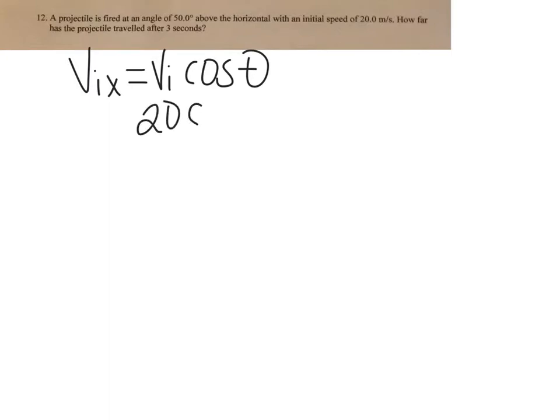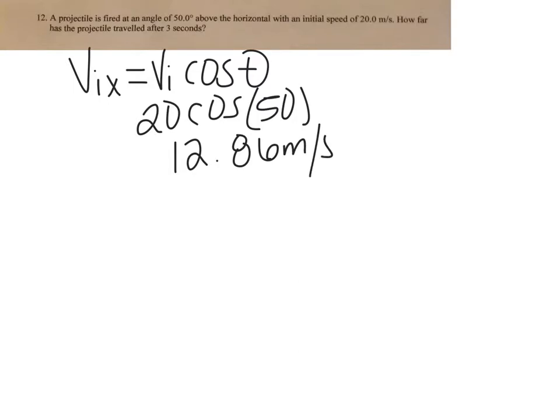So to find your VIX, it's going to be VI times cosine theta. So your velocity here is 20, and then your angle is 50, and that is going to give you 12.86 when you type that in the calculator. That is your initial horizontal velocity.